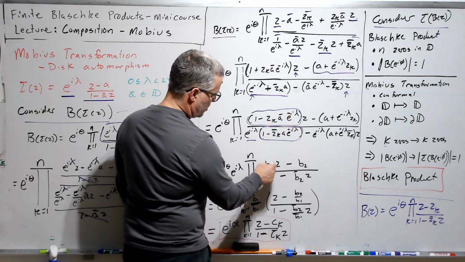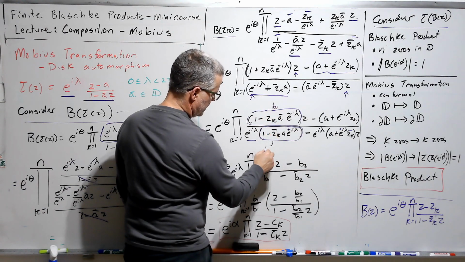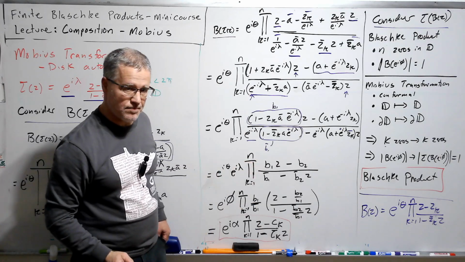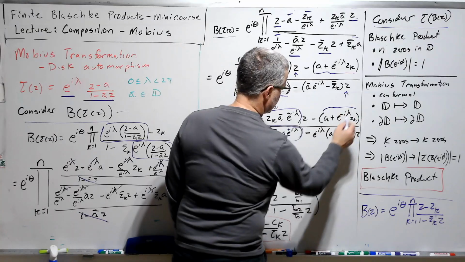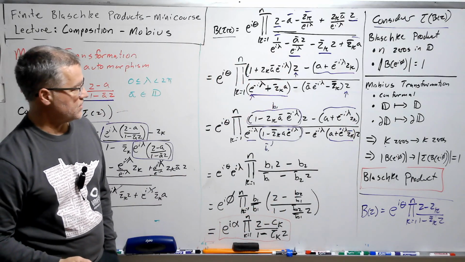So let's just call this B1, and then this is going to be B1 complex conjugate. So we're going to have B1 over B1 complex conjugate here, times Z. And then let's look at this and this. We see that those are complex conjugates as well.